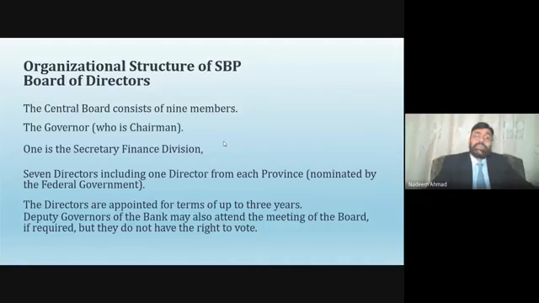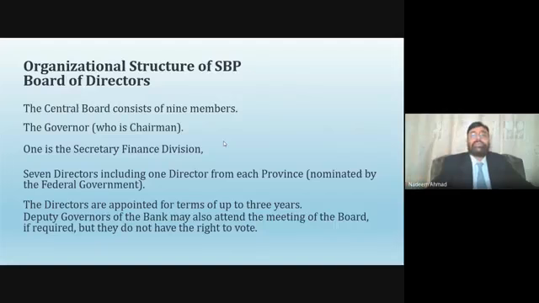The central board consists of 9 members. The governor, who is the chairman. Have you ever noticed it is written on every currency note, whether it's a 10 rupee, 20, 50, 100, and so on? The name of the governor is mentioned over there, and that is the chairman of the State Bank as well.